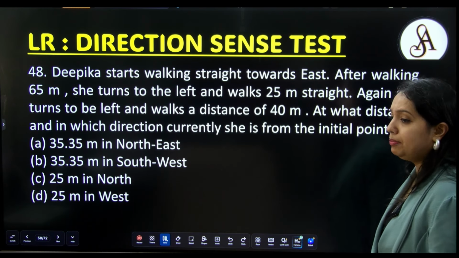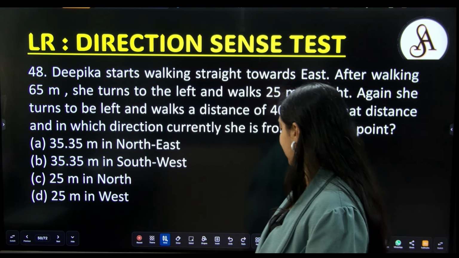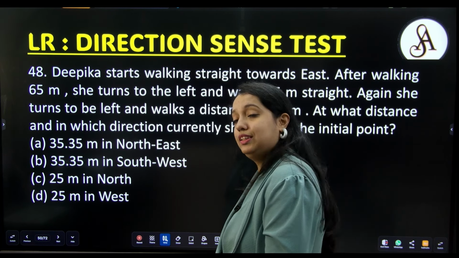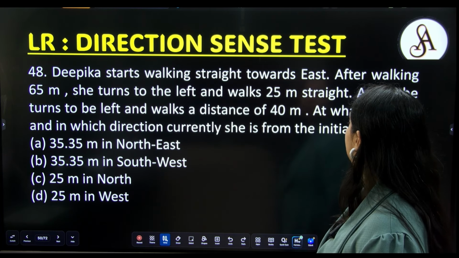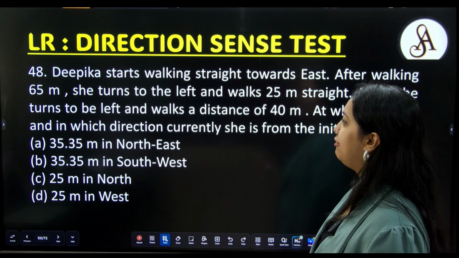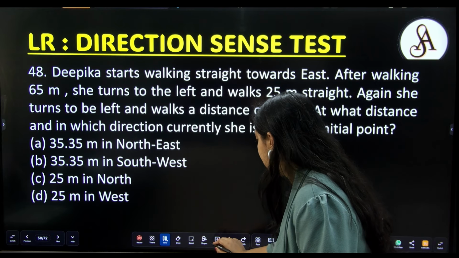Next, Deepika starts walking straight towards east. We have done this question in class. It's there in my material. After walking for 65 meters. So let's take some starting point.